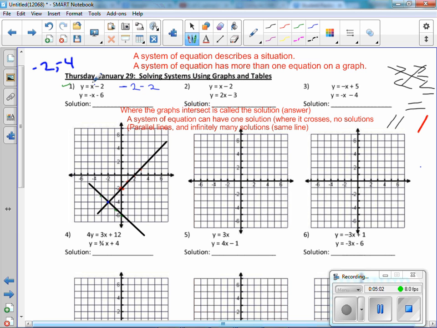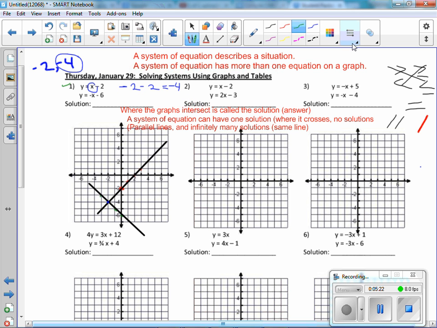Instead of x, I'm writing the negative 2 because that's what it said it is. So negative 2 minus 2 is equal to a negative 4. Isn't that what we said y was, negative 4? Look at that. Looks like it's right. It has to work for both equations.